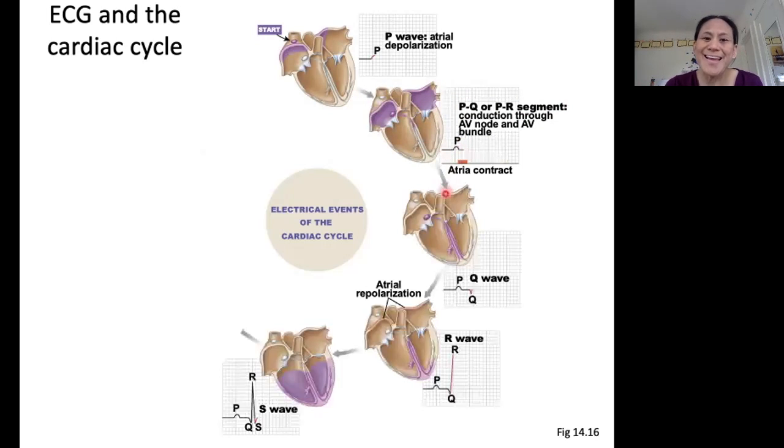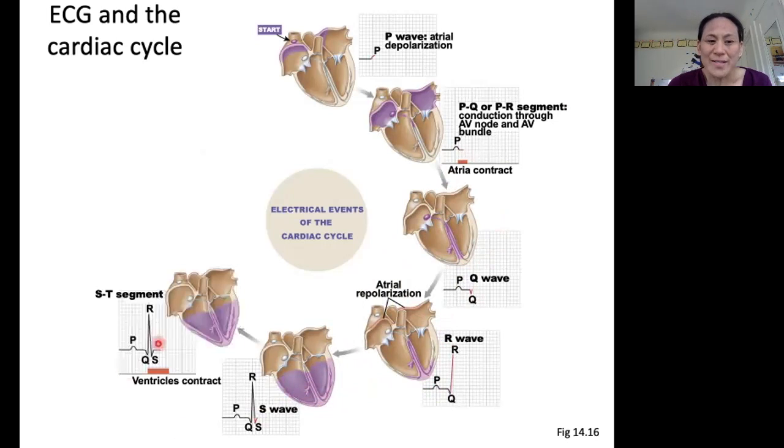Okay. Next up, we have our electrical signal going down the middle of the heart and then up the sides, right? So that is ventricular depolarization. So we can see at the beginning of that, we get our Q wave. In the middle of that, we get our R wave. At the end of that, we get our S wave. So that is our entire QRS complex happening as the ventricles depolarize, okay?